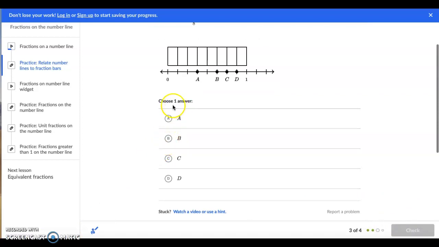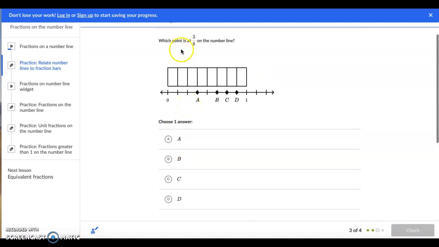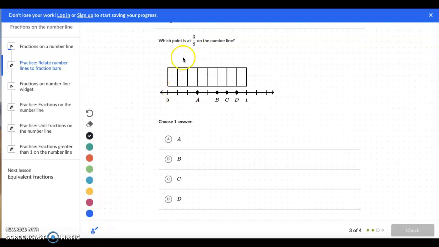All right, moving on, choose one answer. So we are looking at which point is at 3/8. Okay, so again, this time I'm going to be looking at my number line first. So I need to make sure that this is broken down into eighths. So we have 1, 2, 3, 4, 5, 6, 7, 8. Perfect. Now, remember, I'm going to count the spaces. So we have 1, 2, 3. Therefore, this is going to be my 3/8. So my answer is going to be A.